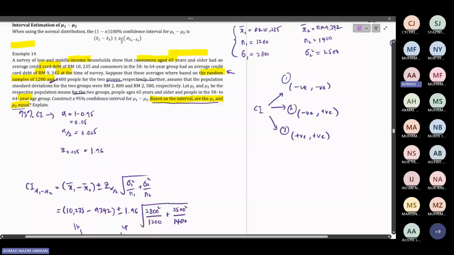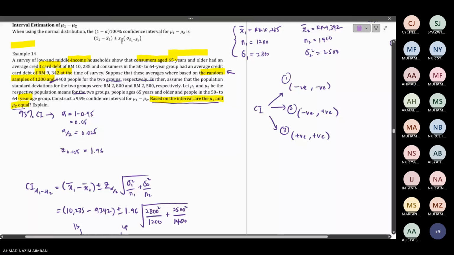For example, male CGPA minus female CGPA, you will get 0. 0 means that there is no difference. 3.8 minus 3.8, for example. So the mean CGPA of male is 3.8, and the mean CGPA of female is 3.8. So there is no difference, 0 difference.